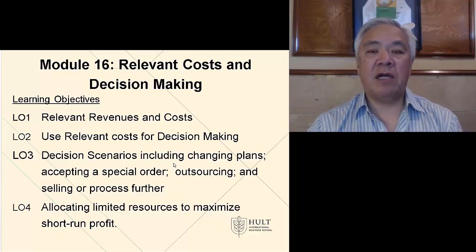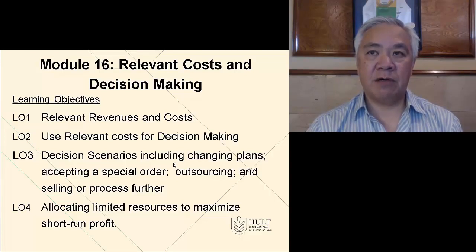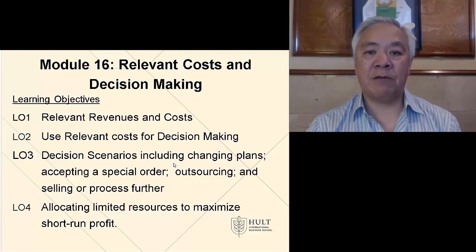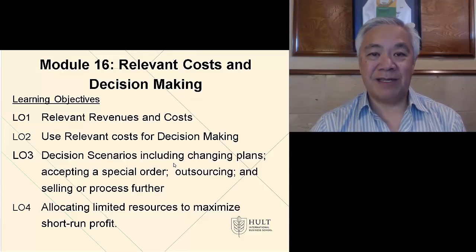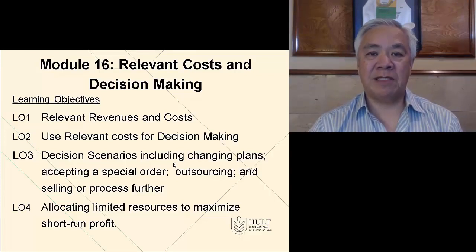This is a series of very important topics and how to apply them. Learning objectives, number 1, are what are relevant costs and revenues. Number 2, how do we use them in decision making? Learning objective 3 is some scenarios. We're going to be going through 4 scenarios today and to apply a general approach to decision making, and then some specific examples on how to pick out the ones that are relevant and separate the ones that are not. And finally, how do we look at allocating limited resources? Because in all scenarios we're going to deal with in our lives, I believe, we'll have some constraints. So how do we work within those constraints?